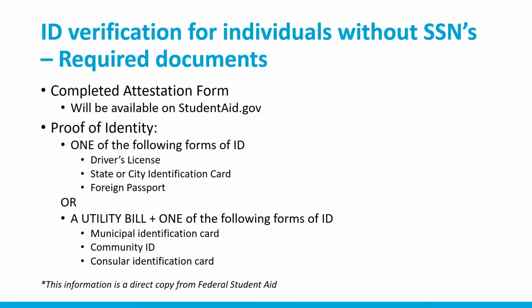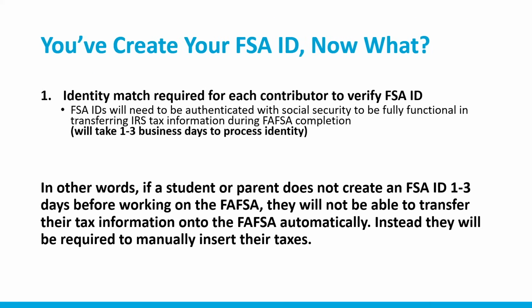Just a reminder, this process is specifically for parents who are creating an FSA ID without a Social Security number. Now, for all users who have completed their FSA ID, what comes next? It's important to remember that upon creating an account, there's a processing period of 1 to 3 business days to confirm your identity. This step is crucial for transferring your tax information from the IRS.